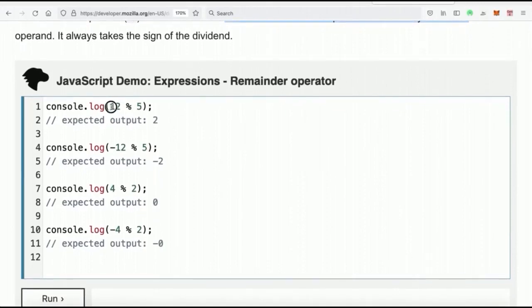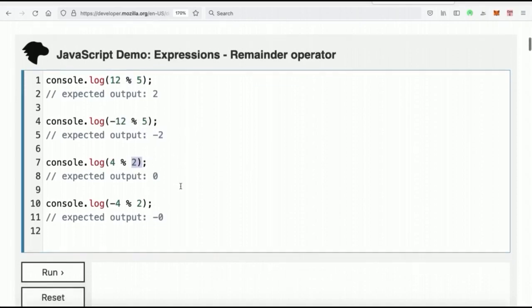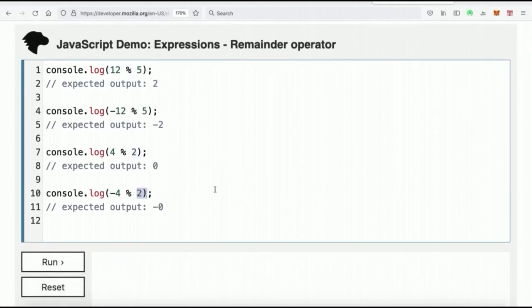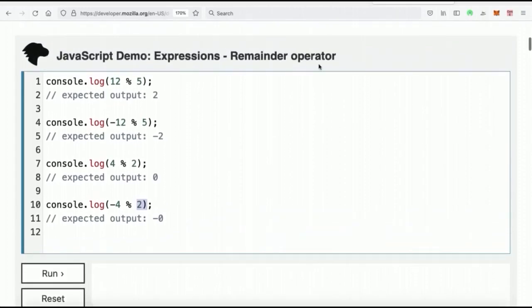Well, essentially, okay, so if you have 12 and you want to find the remainder of 5, well, 5 goes into 12 how many times? It goes into 12 2 times. So the expected output is going to be 2, right? Or minus 12, 5 goes into minus 12 how many times? It would be minus 2, right? How many times does 2 go into 4? 0 times. How many times does 2 go into negative 4? Minus 0. Okay, that's essentially what the remainder is going to do. It's going to find the remainder of our quotients.